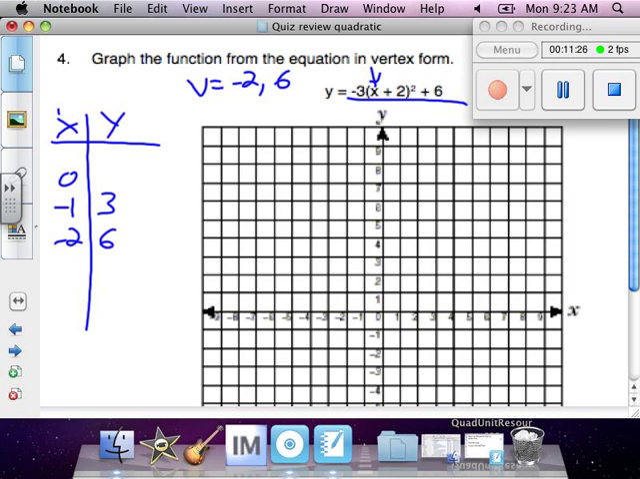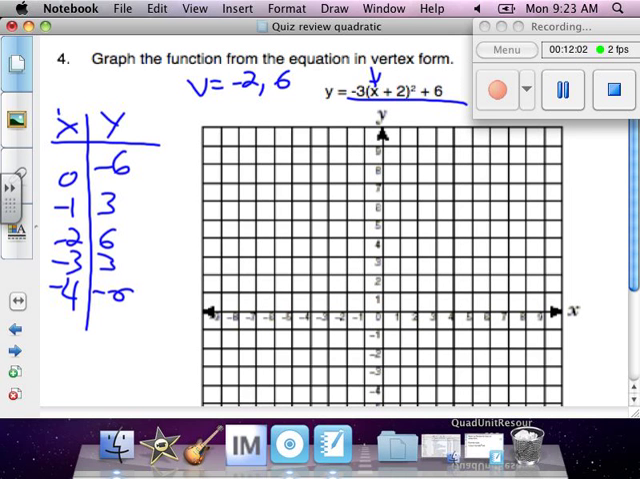Alright, so ladies and gentlemen, let's try the same thing with 0. What is 0 plus 2? What is 2 squared? What is 4 times negative 3? What is negative 12 plus 6? There you go. Alright, negative 3 and negative 4 without calculating the answer, without plugging it into your calculator. What is negative 3? What is negative 4?